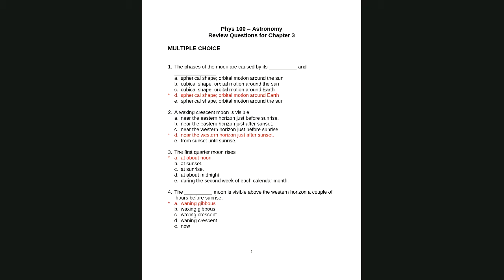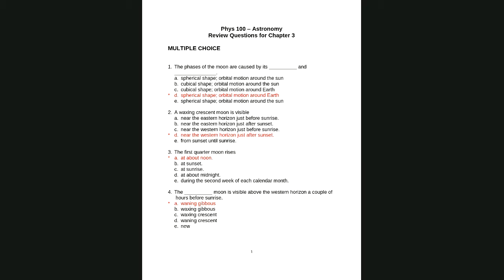Of course, the moon is not cubical in shape. It's spherical in shape. It's not moving around the sun; it's basically moving around the Earth. But of course, the Earth and the moon as one system is orbiting the sun.